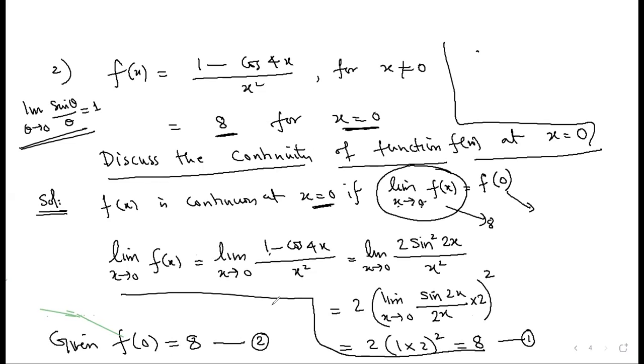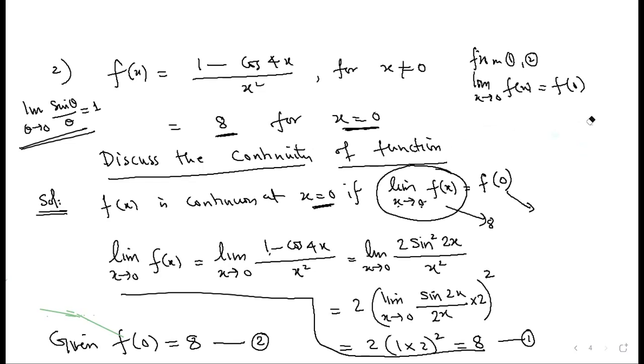The function is continuous at... नीचे लिखना है. From 1 and 2, limit x tending to 0, f of x is equal to f of 0. Therefore, f of x is continuous at x equal to 0.